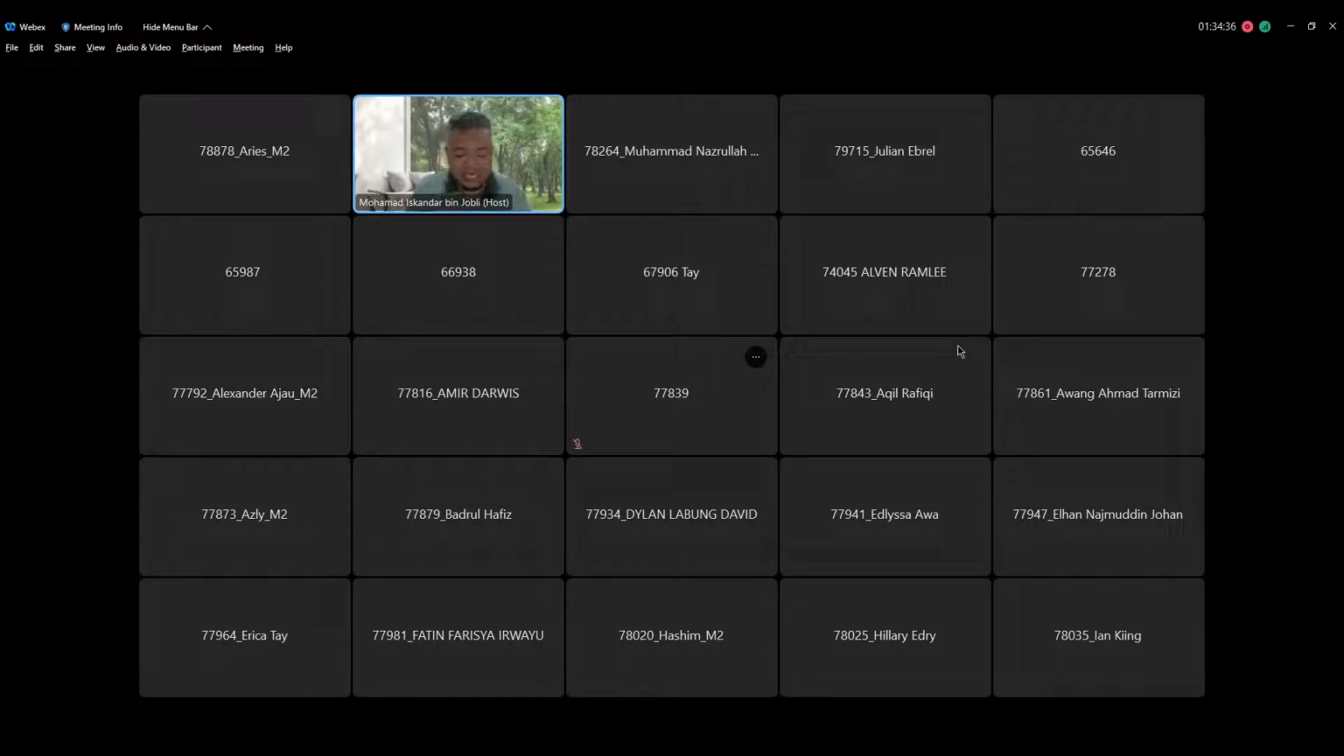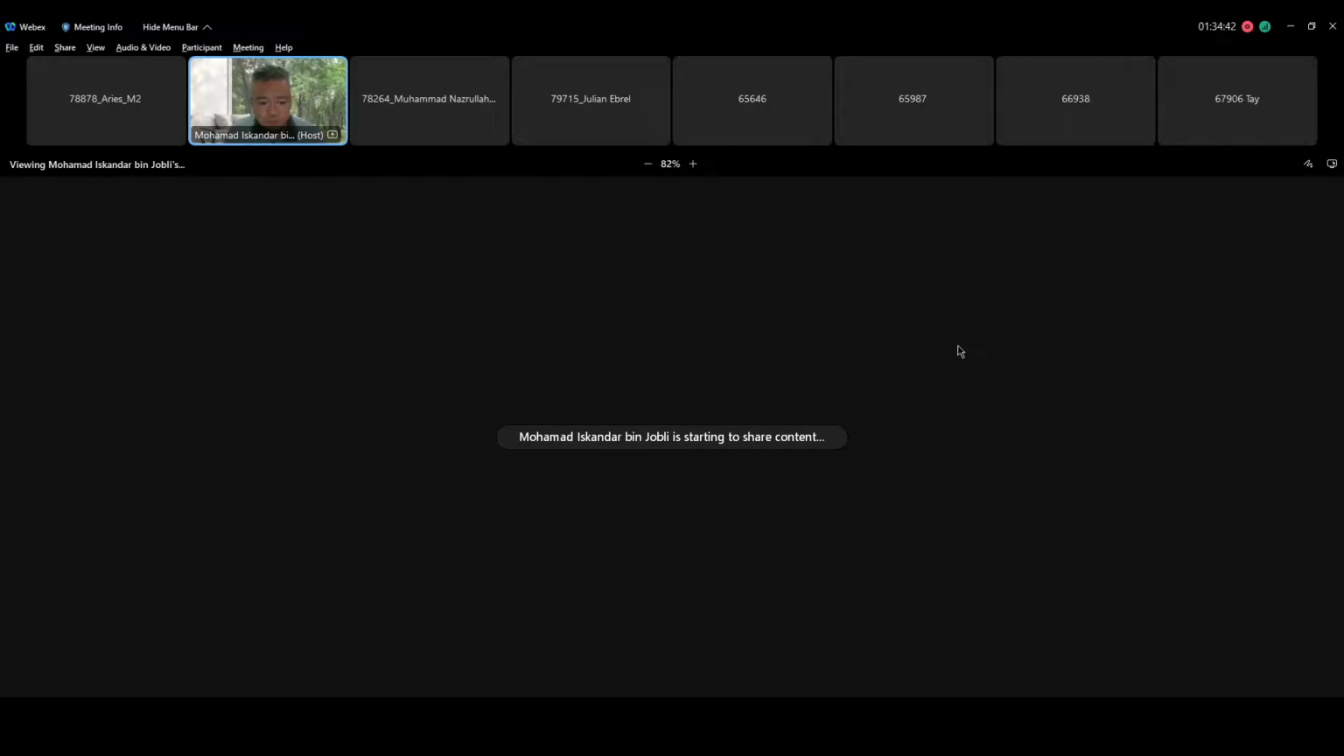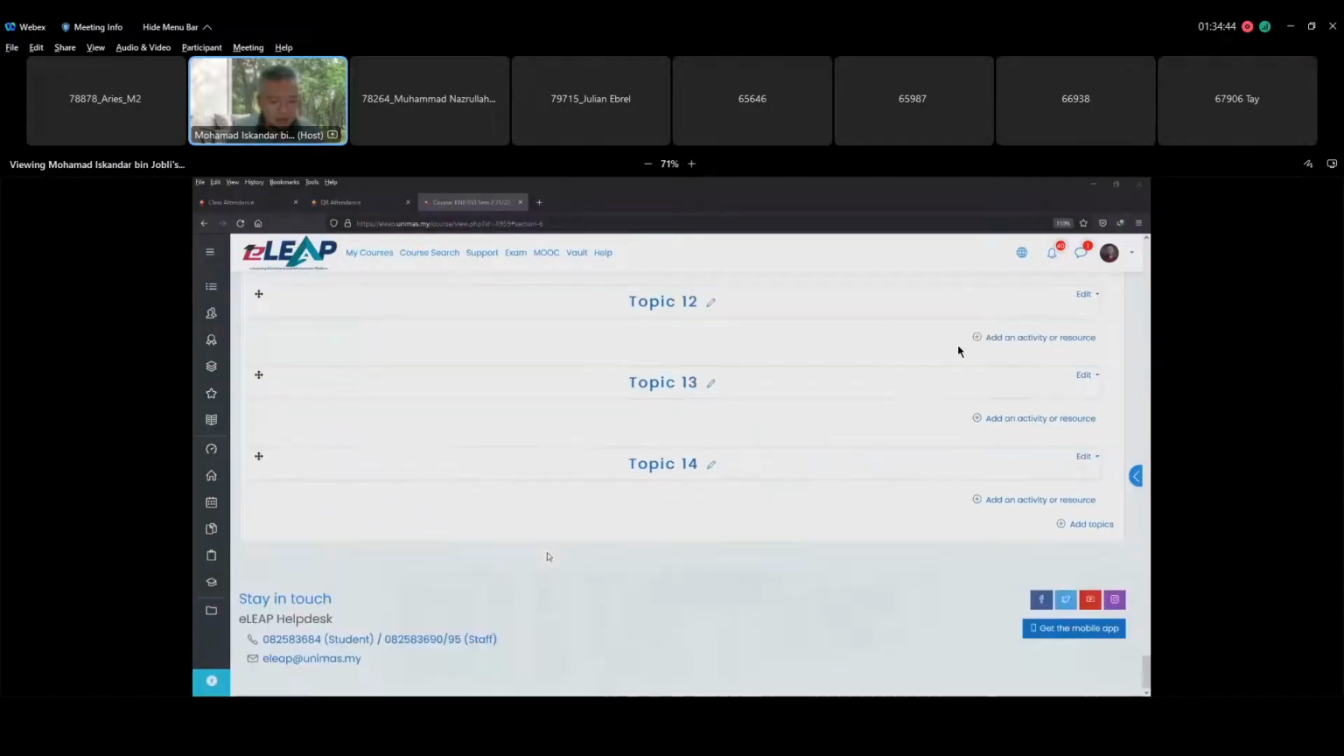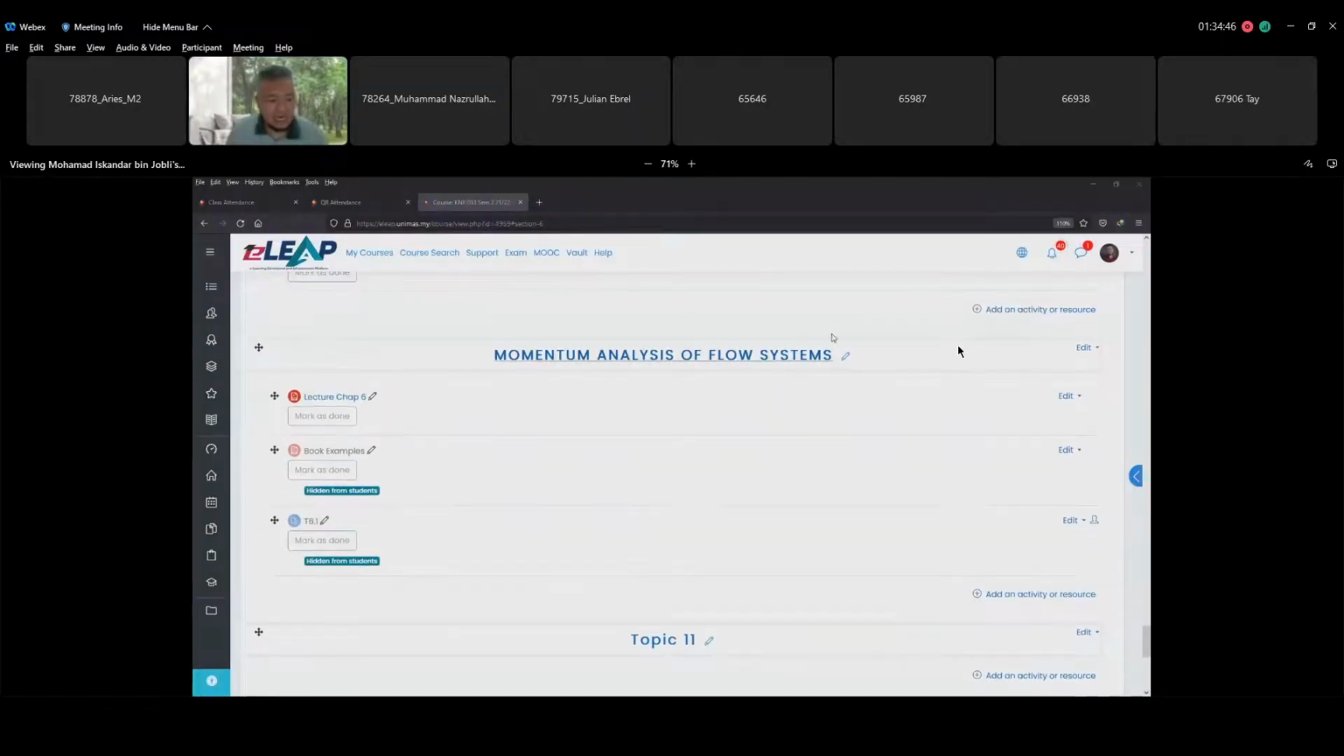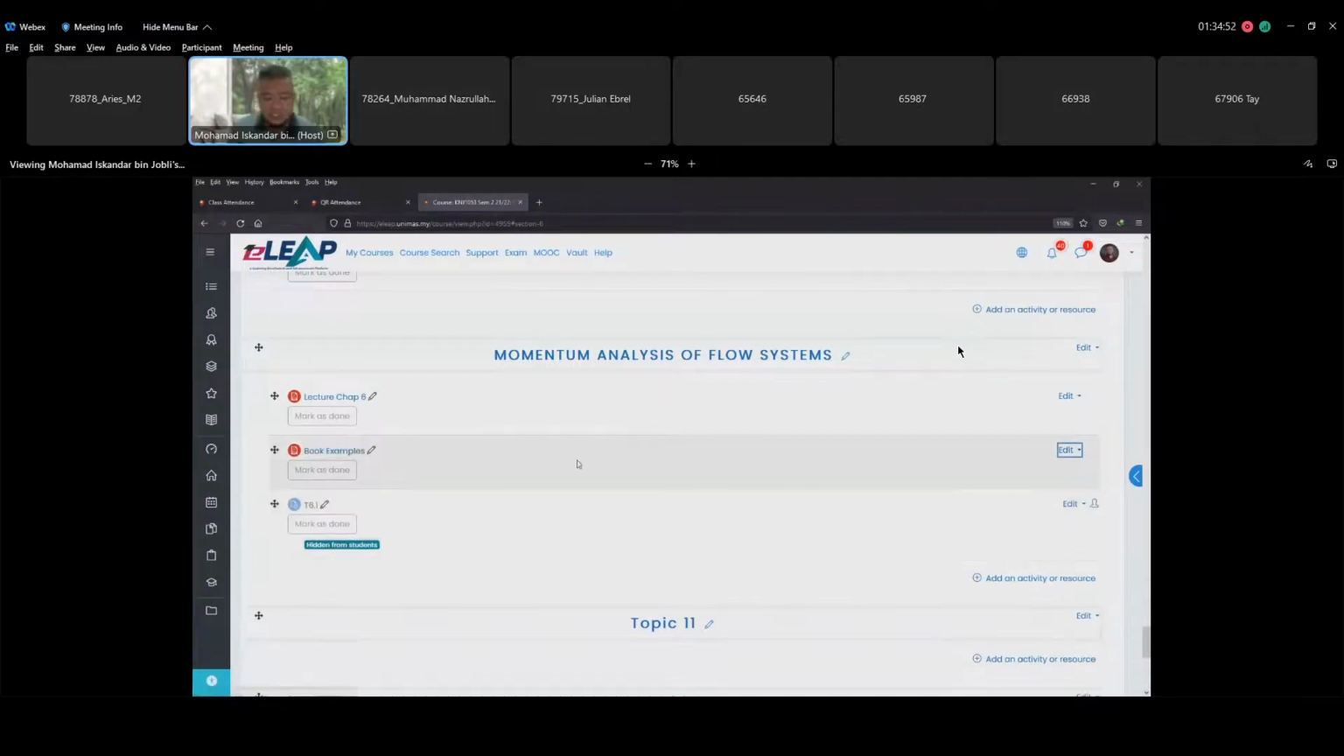If that is the case, allow me to share this with you. Momentum analysis question. I have the book example. I am going to enable it now. The book example that we just did, you can find in the book. You can have a look at the exercises, but then I'd like you to do this one as well.